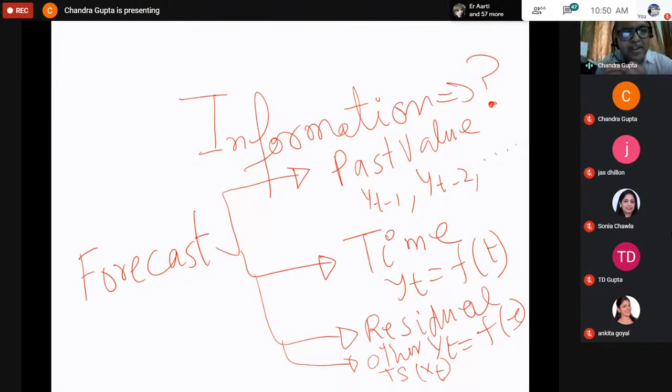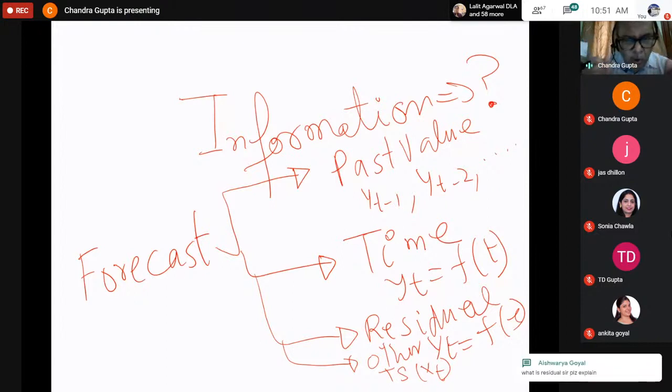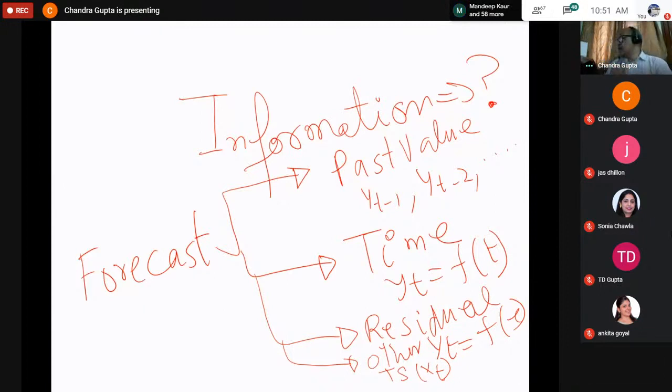Friends, if you know where the information is, you can make a model. If you do not know where the information is, how can you make a model? So you have to understand where this information is. If you have to make a forecast, should you use the past data? Should you use the time to get the trend, etc.? Should you use the error term for making a forecast? Or should you use some other series to make a forecast? You have to take a call where that information is. And accordingly, you have to make your model. Okay?